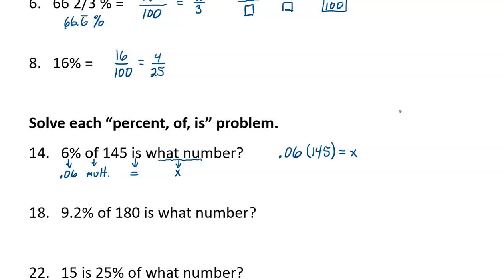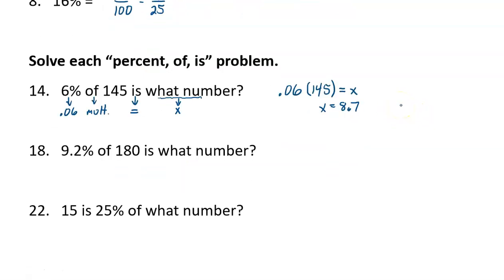Multiply the two numbers together to have the answer for x, and we get 8.7. Number 18 has that same structure. So this percentage is the decimal 0.092. So our equation is 0.092 times 180 is x. Multiply the numbers together. 16.56.